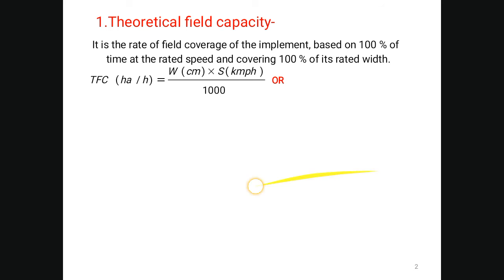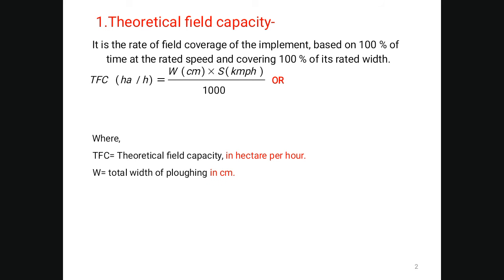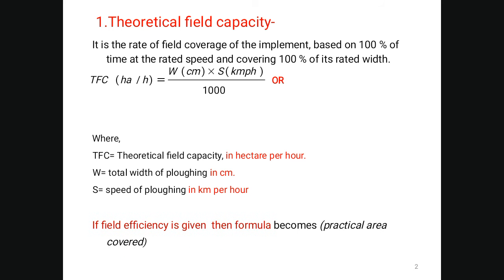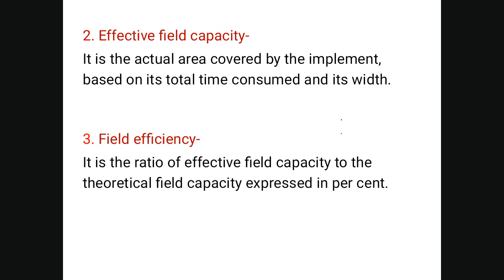This is the formula to calculate the theoretical field capacity, where theoretical field capacity is measured in hectare per hour, W is the total width of the plowing, and S is the speed of the plowing. If the efficiency is included in the given formula, it becomes practical. Now effective field capacity is the actual area covered by the implement based on its total time consumed and its width. Now the field efficiency is the ratio of the effective field capacity to the theoretical field capacity.